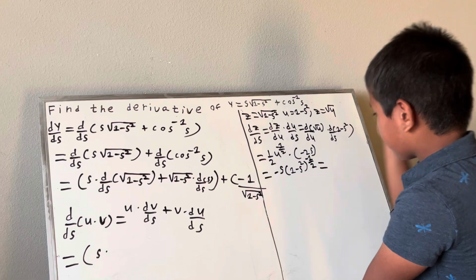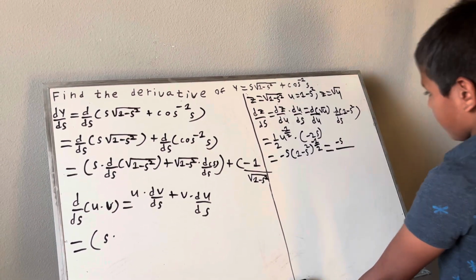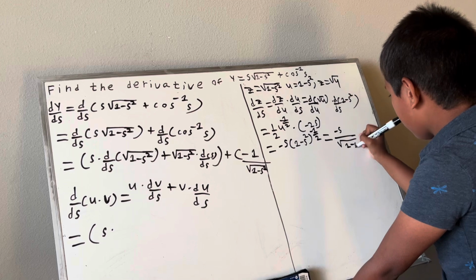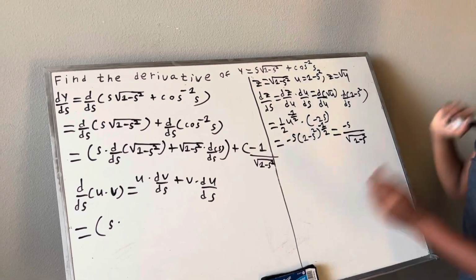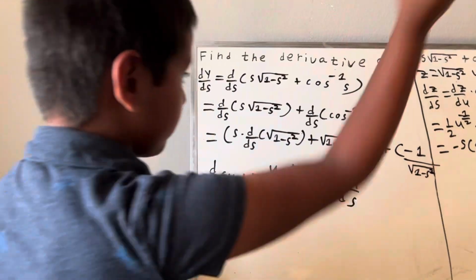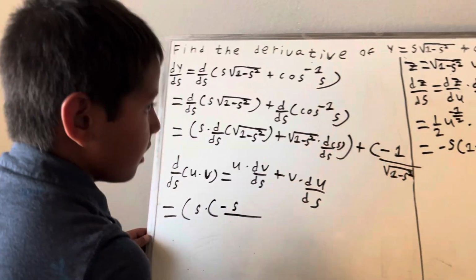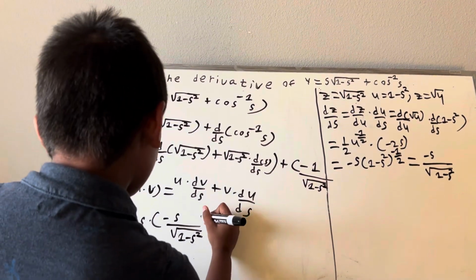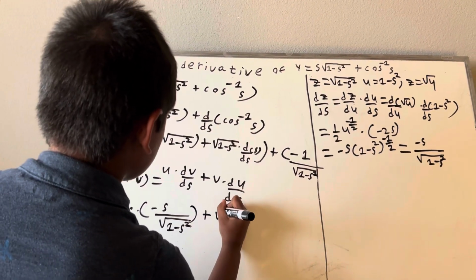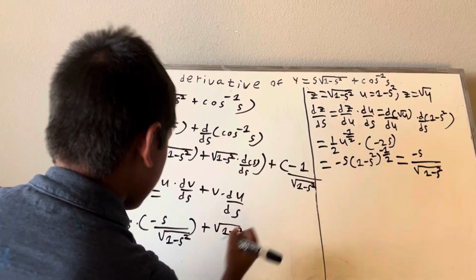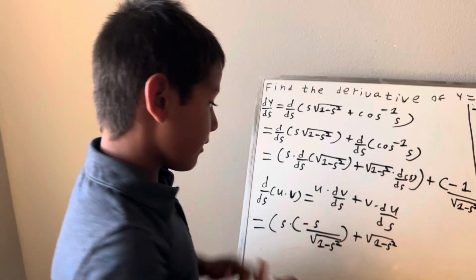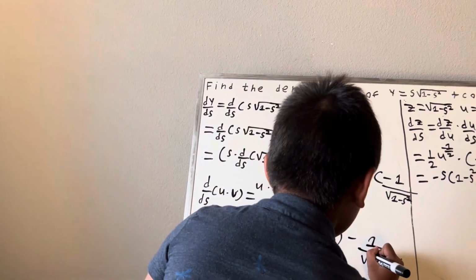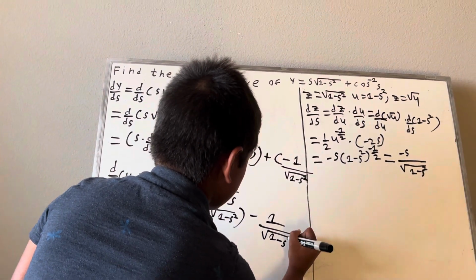So now this would be equal to negative s over radical 1 minus s squared. Now I'm going to put it back here: s times negative s over radical 1 minus s squared, plus radical 1 minus s squared, and we know d/ds of s is 1, so we can leave that, and this is minus 1 over radical 1 minus s squared.